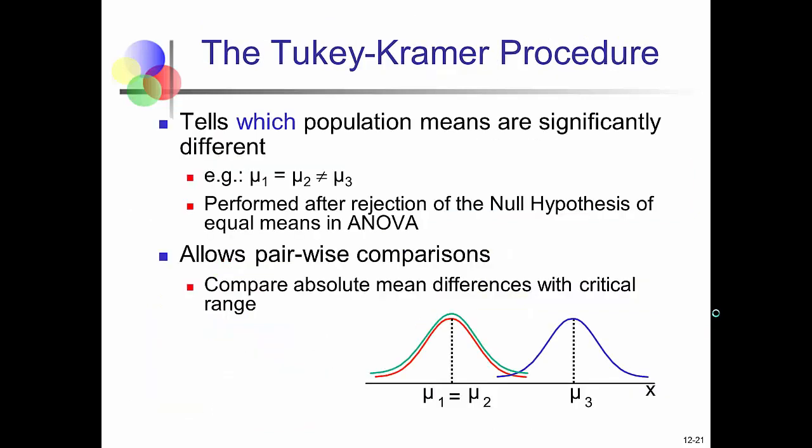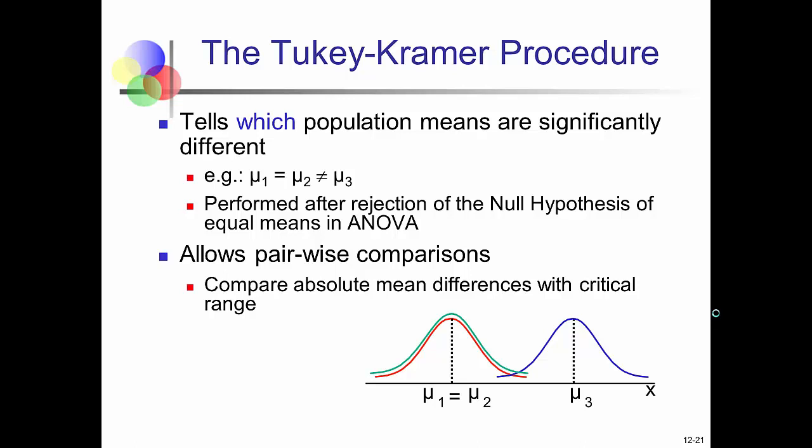If we find that we can reject the null hypothesis, we may want to know which mean or means are statistically different from each other. For example, we might want to know, are mean 1 and mean 2 the same, but mean 3 is different? Or is it something other than this? So this Tukey-Kramer procedure allows us to do these pairwise comparisons to see if we have mean 1 and mean 2 being statistically the same, but each of those means is statistically different from the third.